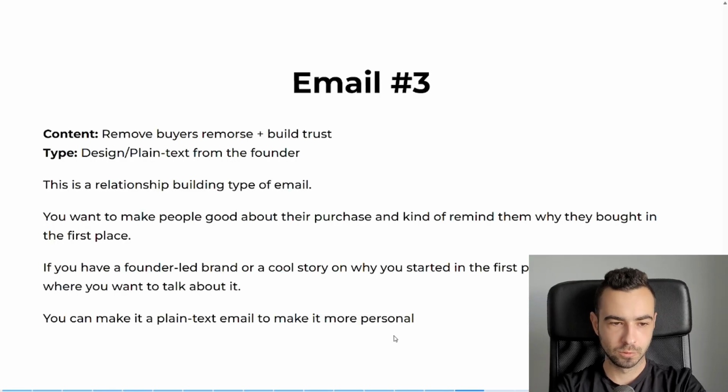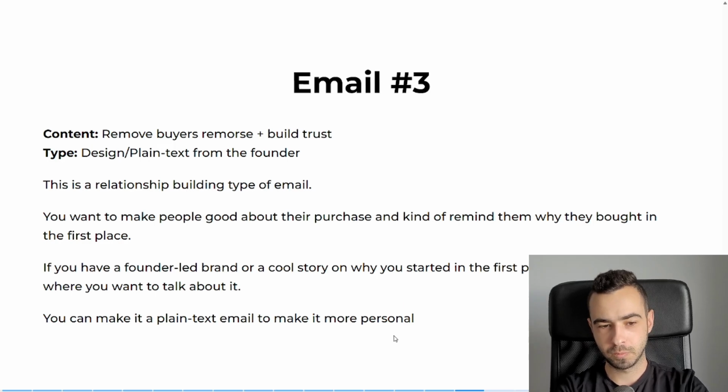Email number 3 is going to be all about removing buyer's remorse and building trust in the brand itself. The type of email can be either design-based or plain text if it's going to be an email from the founder. This is a relationship building type of email. You want to make people feel good about their purchase and remind them why they bought it in the first place. So a good thing to do here is just to remind them about the problem you're solving, how the product will help them, and how great it is. You can even show some of the reviews so people can actually get hyped up and be waiting to get their order delivered right away.